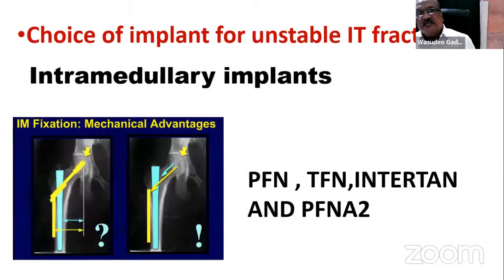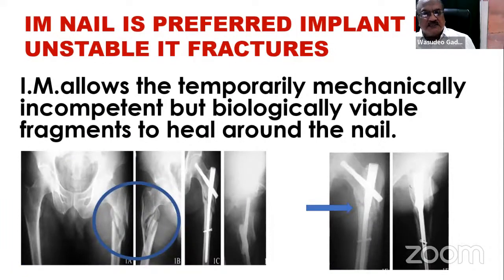Why the choice of implant in unstable IT fracture? Intramedullary entrance gives a mechanical advantage, because of lever arm medialization, and it gives a better hold over the fracture. There are so many implants or devices: PFN, TFN, Intertan, PFNA2, and modifications are still going on to improve the results. IM nail is preferable in unstable IT fracture because it allows temporarily and mechanically incompetent, but biologically vibrant, viable fragments to heal around the nail, because we mostly do it by closed technique, and therefore there is no insult to the osteoperiosteal sleeve of the loose fragments. We only need to stabilize the proximal and distal fragments.